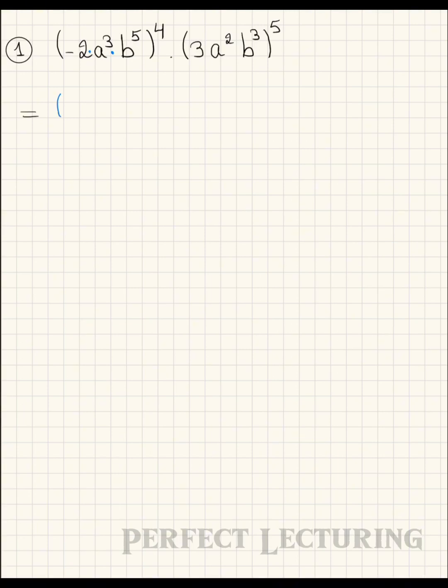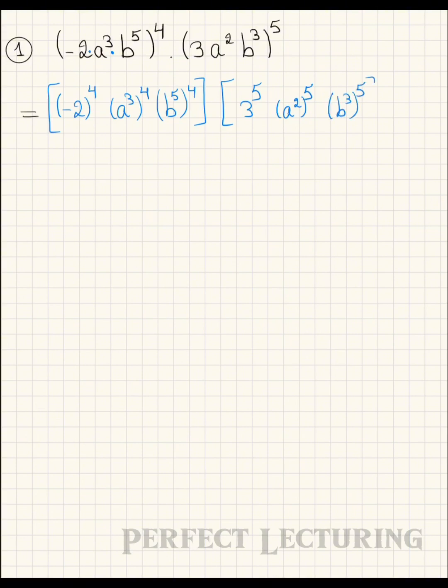So it becomes negative 2 to the power of 4 times a cubed to the power of 4 times b to the power of 5, all of it to the power of 4. That's regarding the first parentheses, or the first factor. Similarly, I'm going to do the same thing for the other factor. So it is 3 to the power of 5, a squared to the power of 5, and b to the power of 3, all of it to the power of 5.